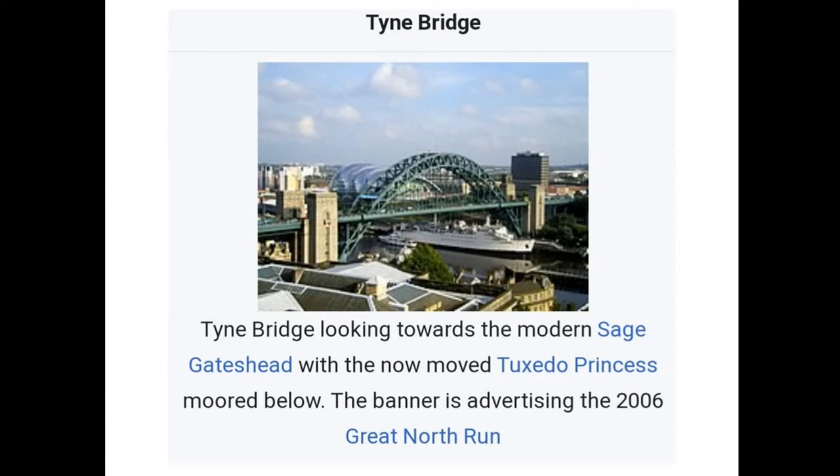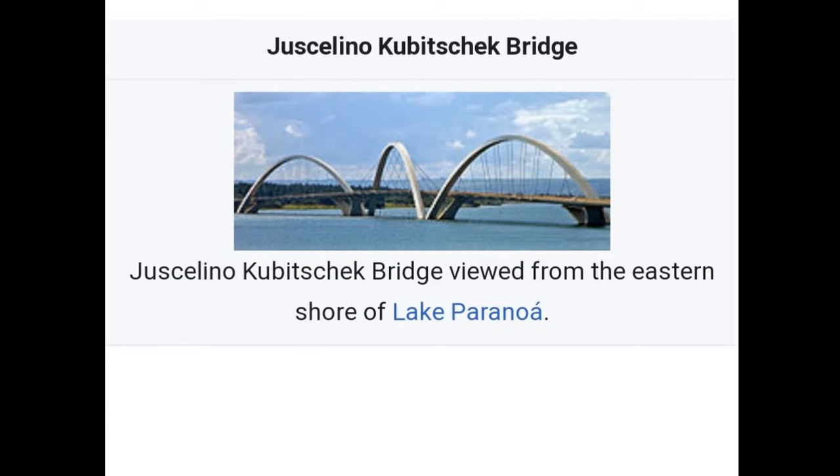Meron din tayo dito, Tyne Bridge. Okay, Tyne Bridge looking towards the modern Sage Gateshead with the now moved Tuxedo Princess, more below. And the banner is advertising the 2006 Great North Run. Saan ba dito nakalocate? It's located at the Northeast England. Meron din tayo dito Juscelino Kubitschek Bridge. Okay, which is located in Brazil.